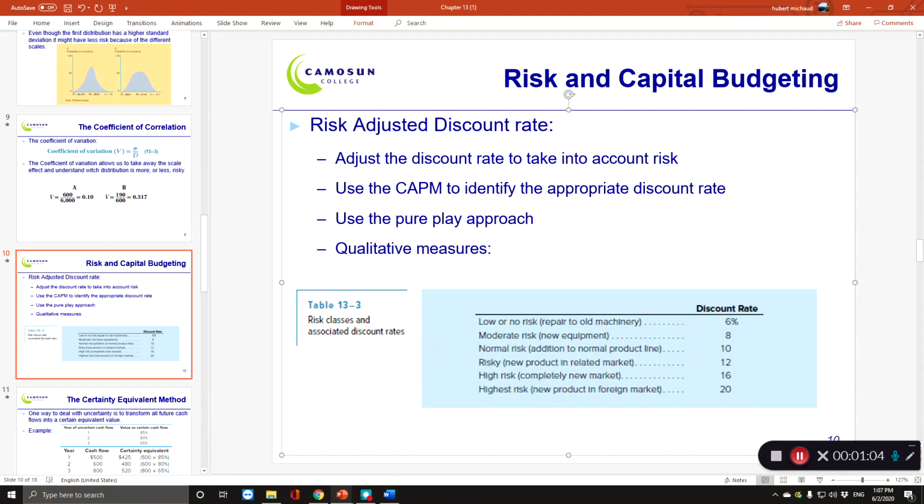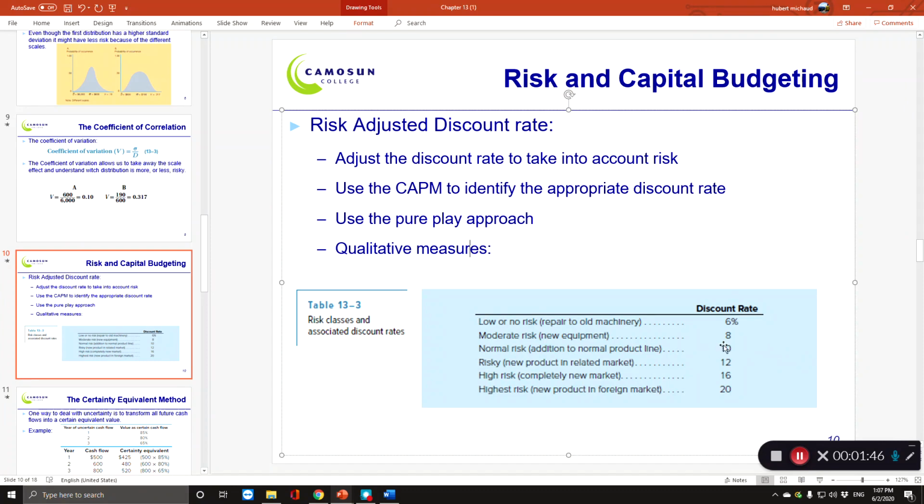Okay, the first measure is probably my least favorite, but it is often used by a lot of people: we can use qualitative measures. Right? We can have qualitative opinions about how much risk a project has, and we could use different discount rates based on how much risk we think a project has. If we think it's low risk, we use 6%. If we think it's moderate risk, we use 8%. If it's normal risk, we could use 10%, so on and so forth. And here I have also a description of what these levels of risk could be. Okay, so that's one of the ways we could do it.